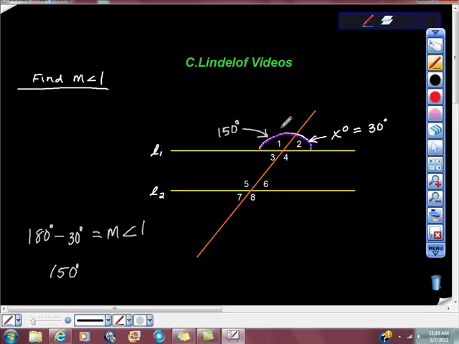So if I'm right about this one, I have to be right about this one, because 150 plus 30, these two numbers, no matter what they are, have got to add up to 180, because look, when we went from here to here, we created this straight line, didn't we? So, okay, that's what I have for you. I hope this is helpful. These angles are called supplementary angles.